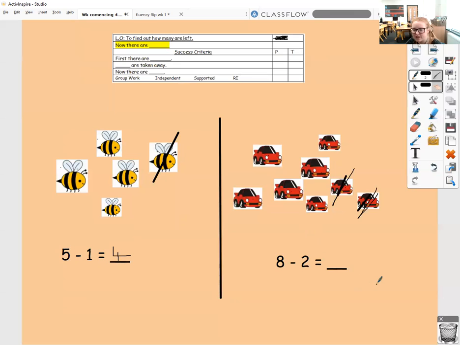How many are left? You should have this answer written down in front of you, so you should be able to join in. 1, 2, 3, 4, 5, 6. So first there are 8, then 2 are taken away. Now there are 6. 8 take away 2 equals 6.